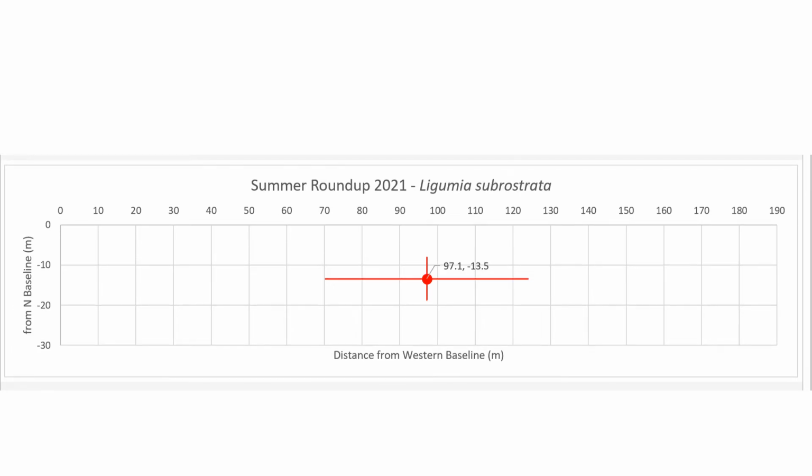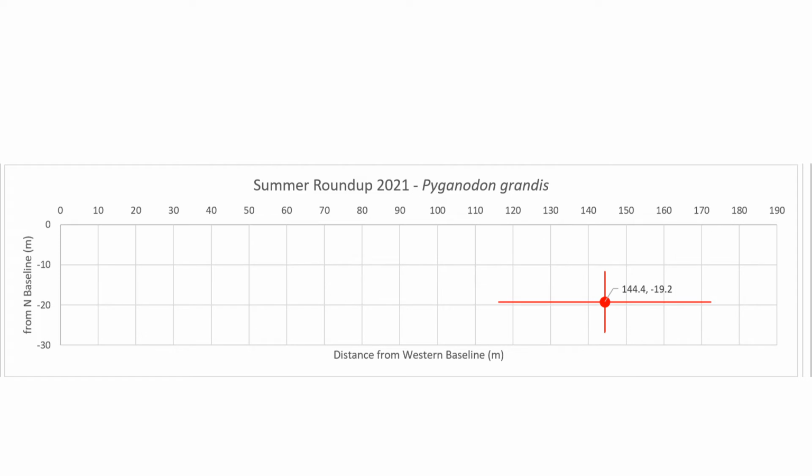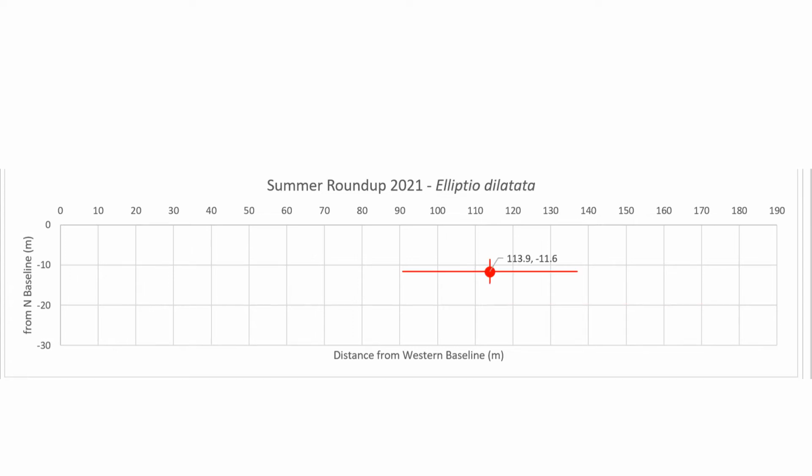The population center for Subrostrata is just a bit left of that for Silicoidea and the same distance from shore. The center for Pyganodon grandis, however, is quite a ways to the right of the previous two species, on the order of 40 or 50 meters. It's also a bit farther from shore. The population center for Elliptio fell somewhere between Silicoidea and grandis.